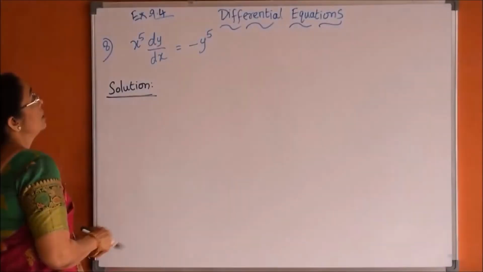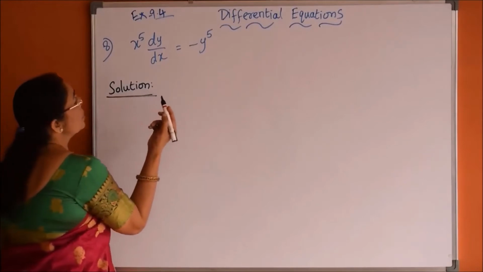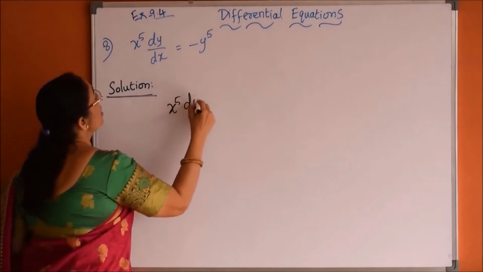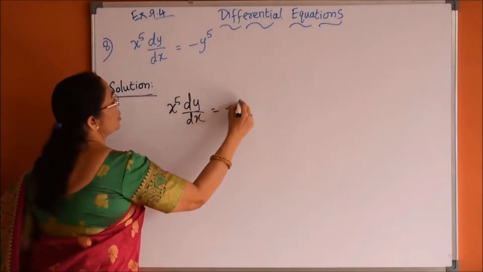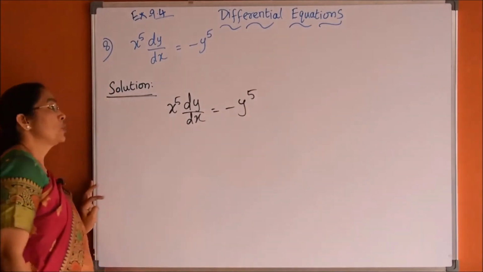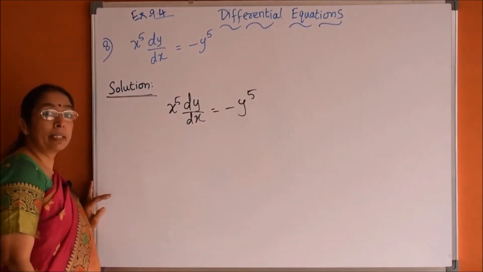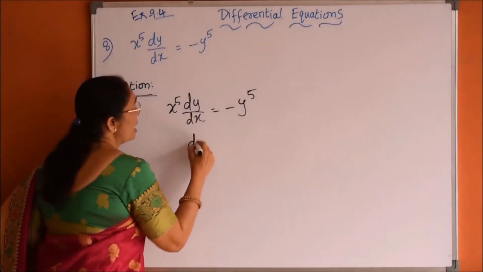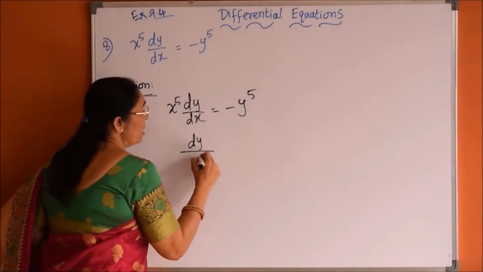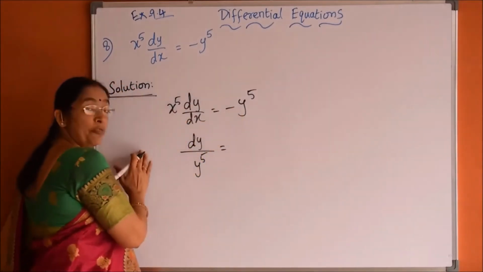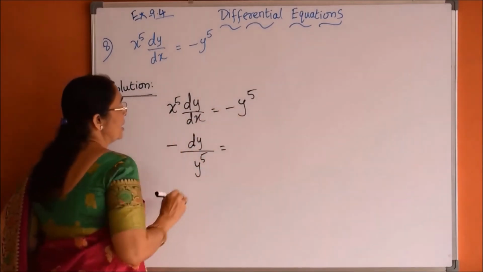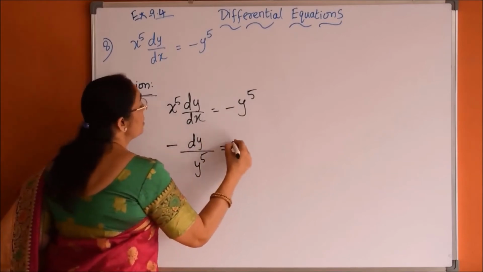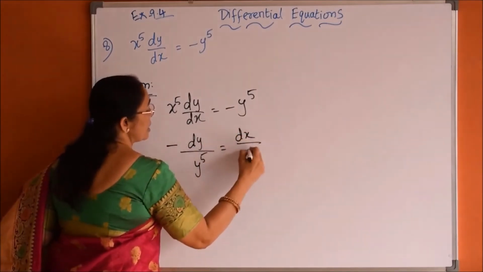Problem number 8, x power 5 dy by dx is equals to minus y power 5. Let me write the equation first. X power 5 dy by dx is equals to minus y power 5. So we are solving this differential equation by the method of variable separable. So separating the variables, I will get dy divided by y power 5 is equals to the negative sign. If I take it to the left hand side, it is minus dy by y power 5 is equals to dx divided by x power 5.